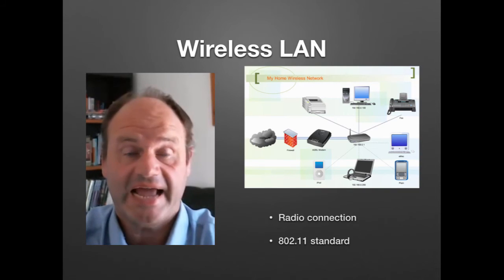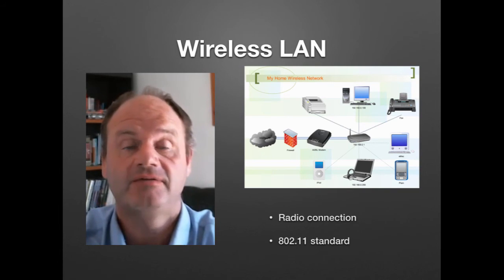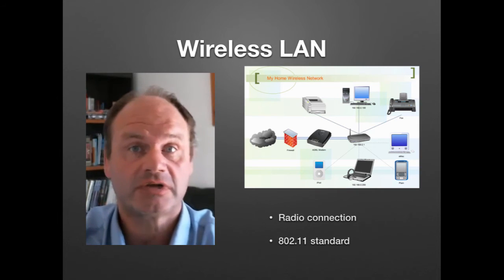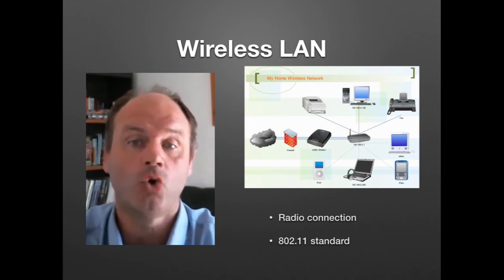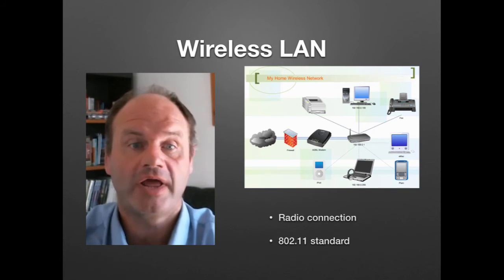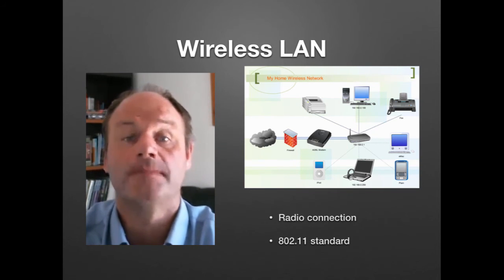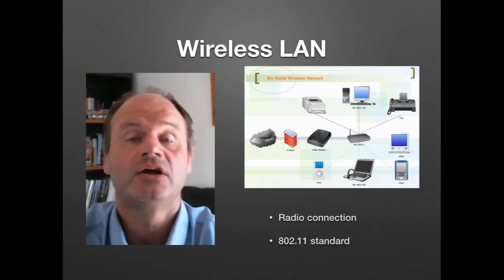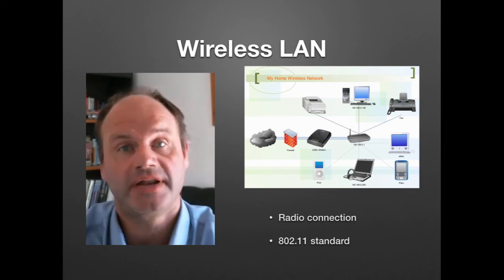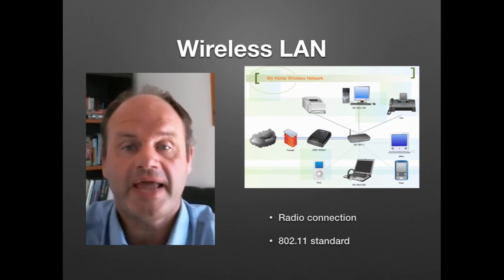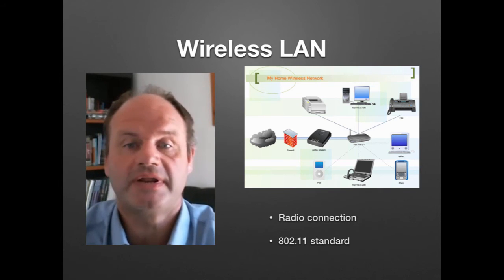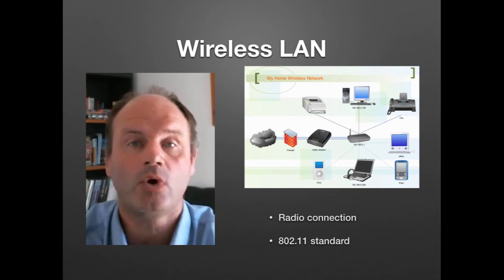A wireless LAN, or WLAN for wireless local area network, is also sometimes referred to as LAWN for local area wireless network, and is one in which a mobile user can connect to a local area network through a wireless connection. To be able to do this, all the equipment needs to conform to the 802.11 standard.